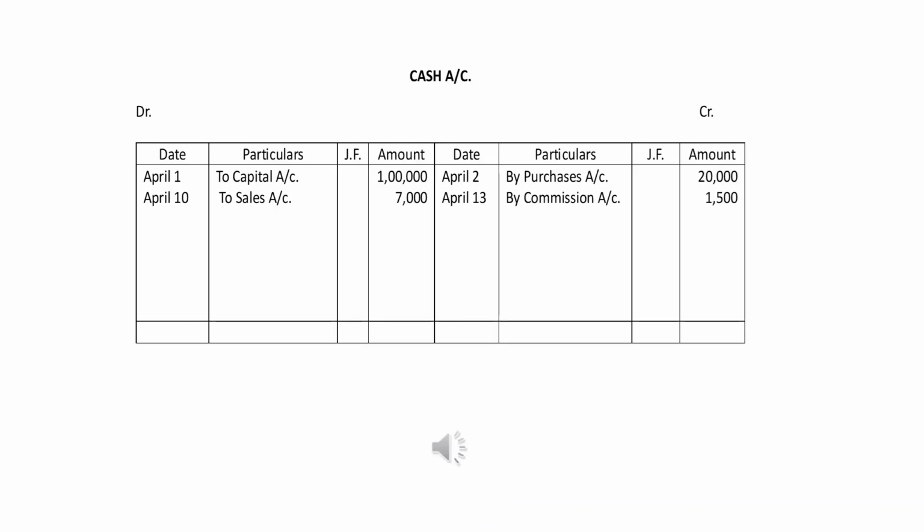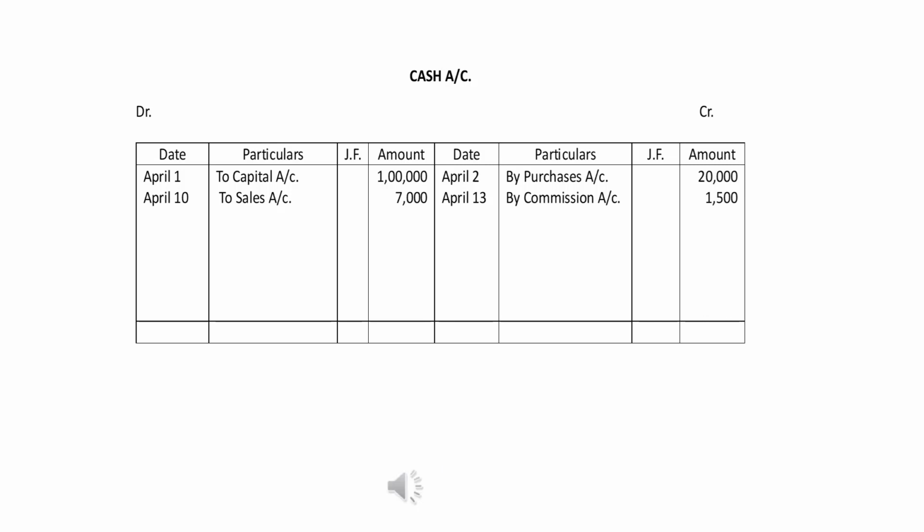Next is commission account debited to cash account. Here again cash is being credited. So the amount in this transaction, that means 1,500 rupees, will go on the credit side of the cash ledger account, because in this particular entry cash account is being credited. So 1,500 under the amount section of the credit side. Under particulars, we can write the account that is being debited, that is by commission account, and we are done with this entry.